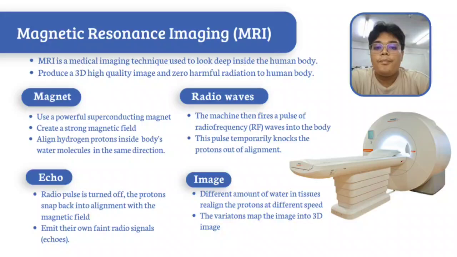Next, the machine fires a pulse of radio frequency wave into the body, temporarily knocking these protons out of alignment. When the radio pulse is turned off, the protons snap back into alignment with the magnetic field and emit their own faint radio signals, or echoes. Because different tissues have different amounts of water, the protons realign at different speeds. A computer then maps the variation into a detailed 3D image. This allows doctors to safely see what is hidden beneath the surface of the human body.